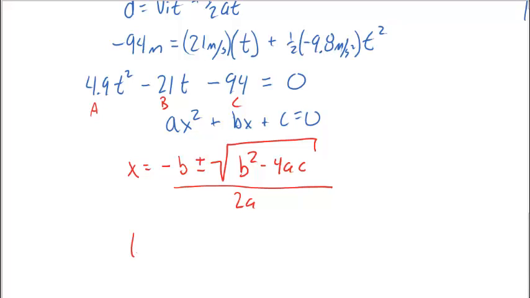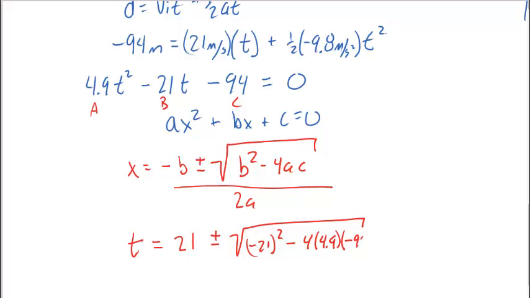We're actually solving for t, and t is negative b. So negative of negative 21 is 21 plus or minus the square root of negative 21 squared minus 4 times 4.9 times negative 94, all over 2 times 4.9.